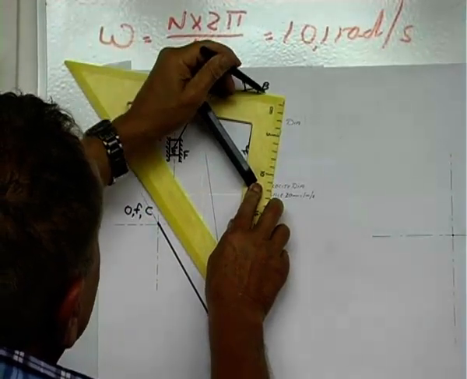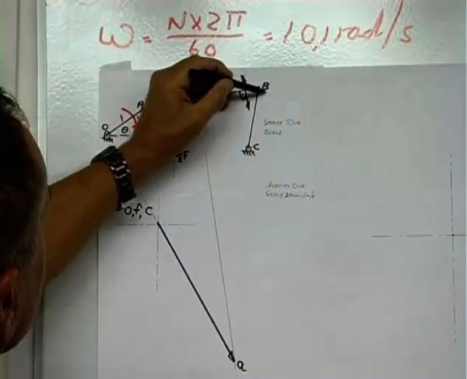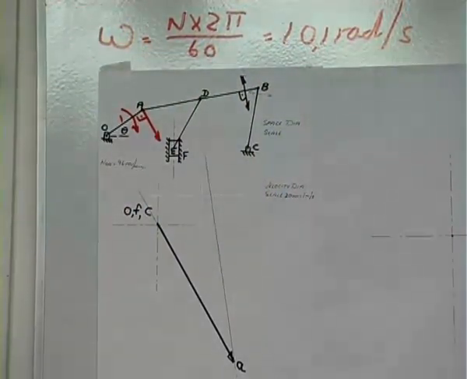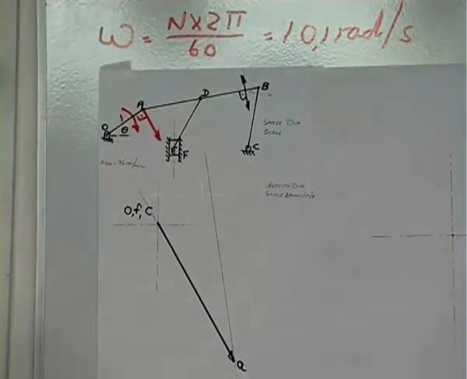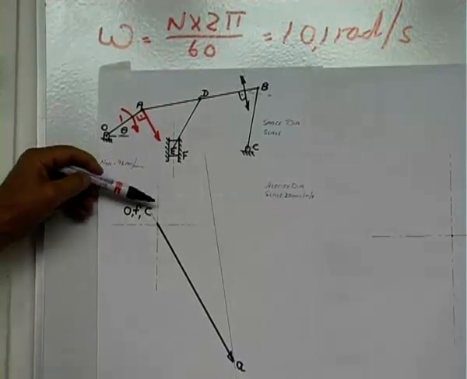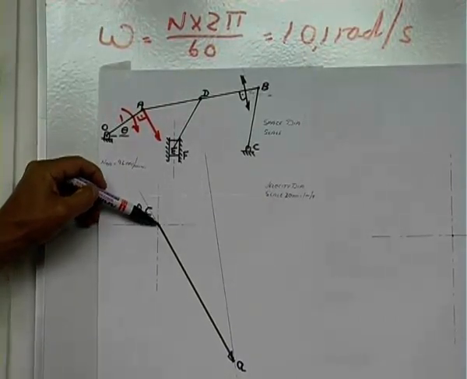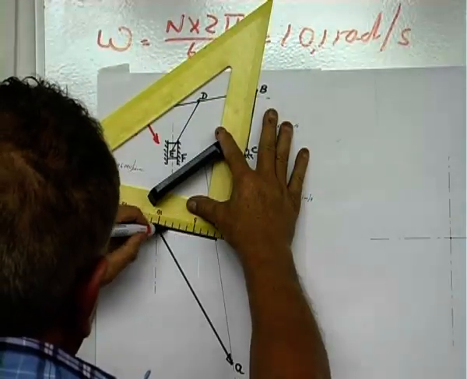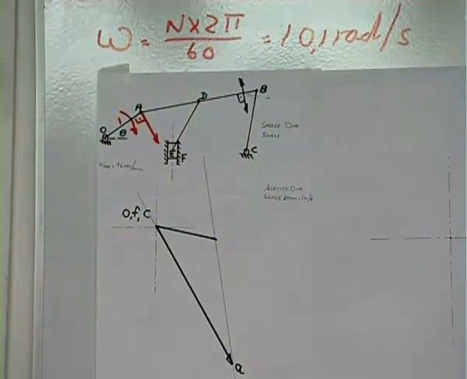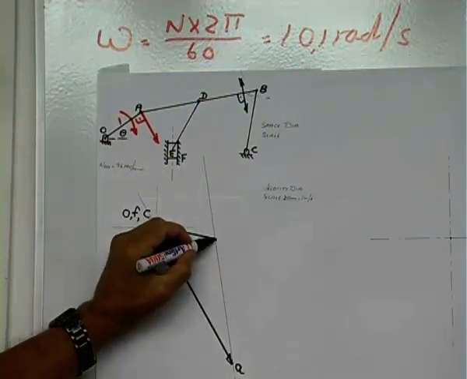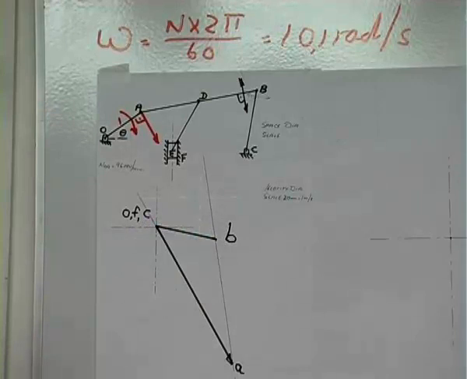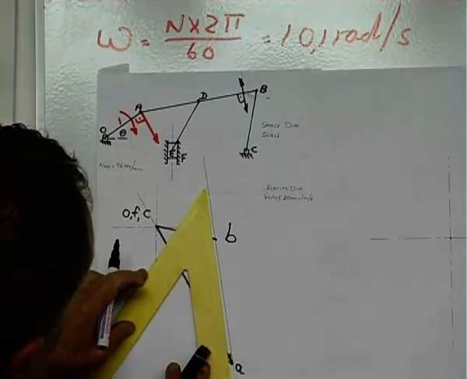And we only know the direction. The direction will be perpendicular to link BC. Therefore, through C, draw that line perpendicular to BC, and where these two lines intersect plots B on your velocity diagram. So we can darken this line.